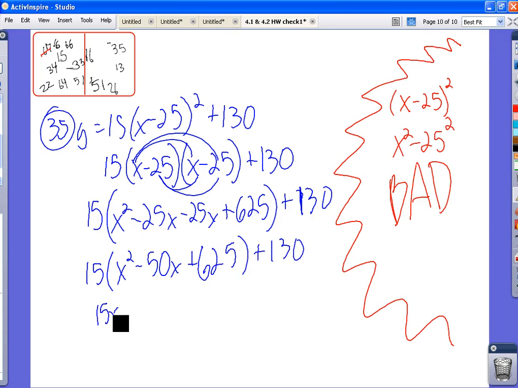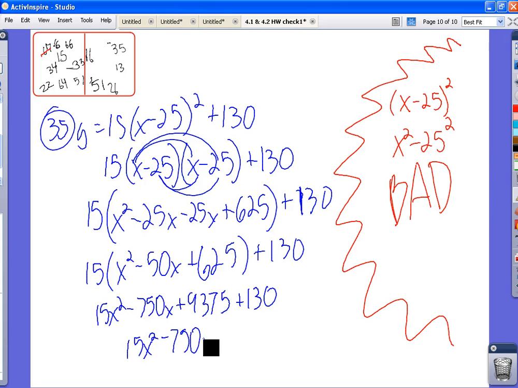Okay, so we have 15x squared minus 15 times 50, 750x. 625 times 15 is 9,375. Plus 130. And now we can combine the 130 and the other constants, 9,000, and the 5.